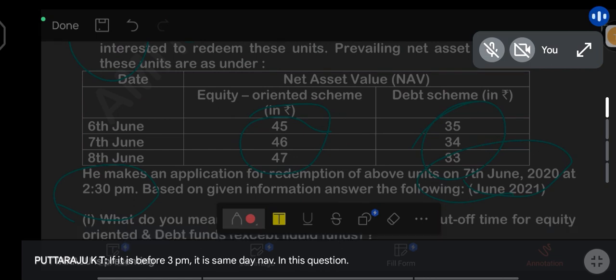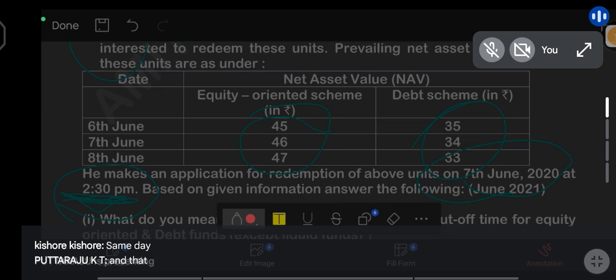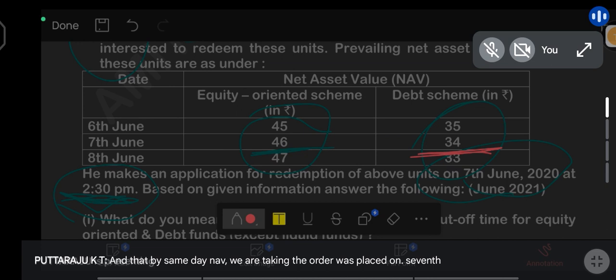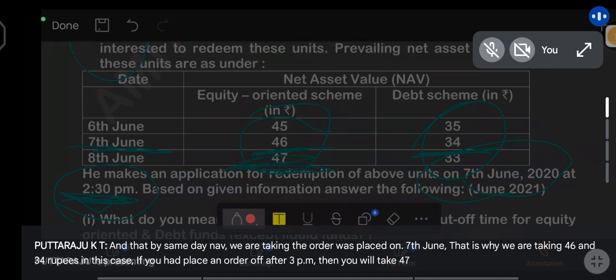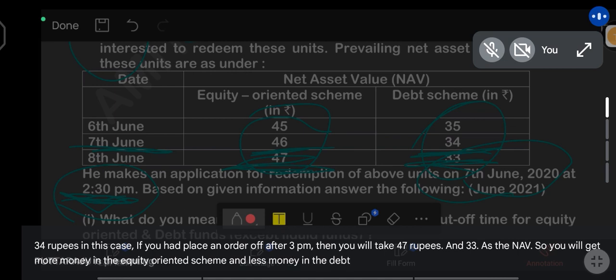In this question, he has placed an order at 2:30 p.m., if you notice. And same day NAV, why sir, same day NAV we are taking? The order was placed on 7th June. That is why we are taking 46 and 34 rupees in this case. If you had placed an order after 3 p.m., then you will take 47 rupees and 33 rupees as the NAV. So he will get more money in the equity oriented scheme and less money in the debt oriented scheme.